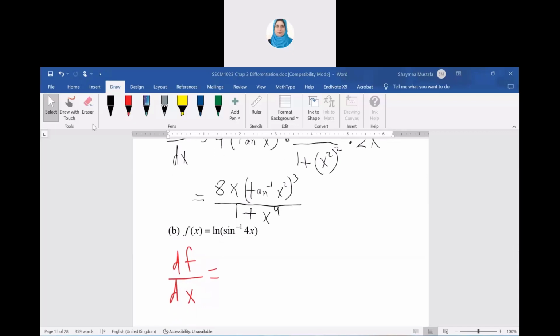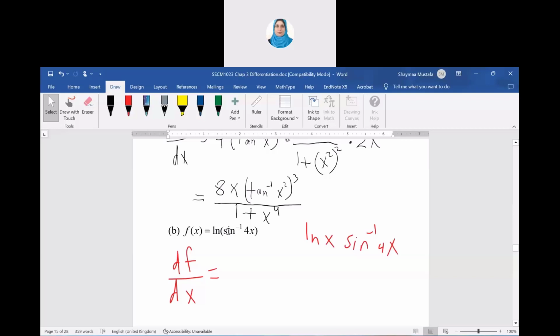ln x sine inverse of 4x. If it is written like that, this is a multiplication between two functions. The first function is ln x. The second function is sine of 4x. So these are a multiplication of two functions.